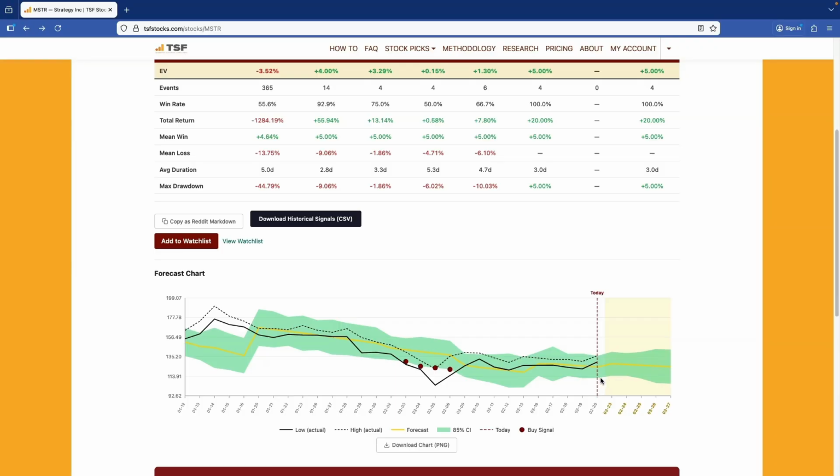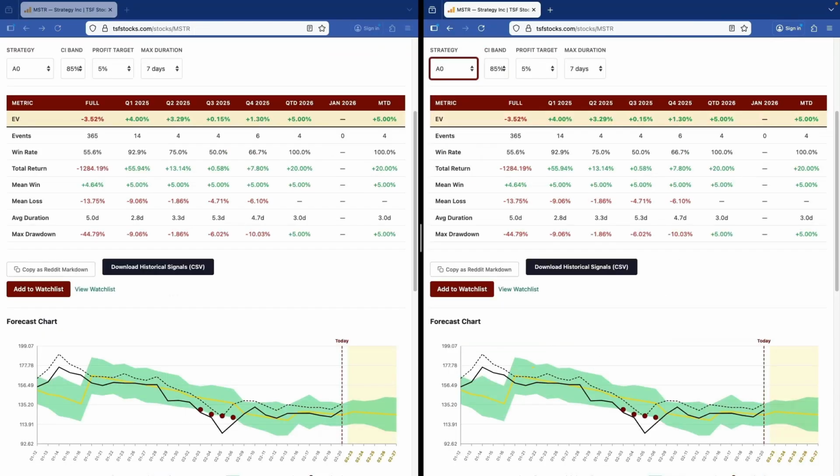Now remember, the stock may not trigger entries at these prices, but if the low price of the stock drops below one of these prices on one of these days, that's when you would open a position. The real power here is comparing forecast strategies to find the one performing best for this stock right now.